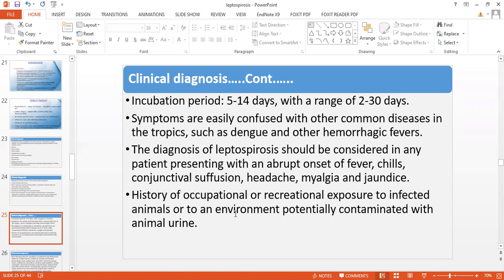Clinical diagnosis: the incubation period is 5 to 14 days, with a range of 2 to 30 days. Symptoms are easily confused with other common diseases in the tropics such as dengue and other hemorrhagic fevers. Diagnosis of leptospirosis should be considered in any patient presenting with an abrupt onset of fever, chills, conjunctival suffusion, headache, myalgia, and jaundice, and a history of occupational or recreational exposure to infected animals or to environments potentially contaminated with animal urine.